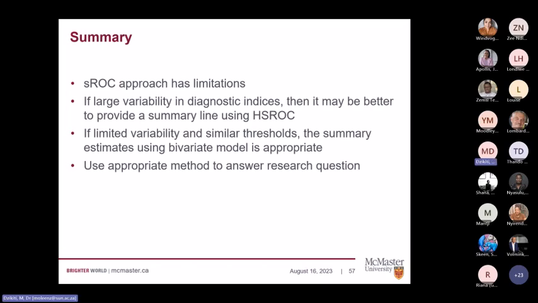The SROC approach has its limitations because it does not take into account between-study heterogeneity and the correlation between sensitivity and specificity. I think if there's large variability in diagnostic indices and thresholds, one may be better off using the hierarchical SROC approach to provide a graph of the sensitivities and specificities, as the heterogeneity and the threshold effects limit the interpretation of a pooled estimate of sensitivity and specificity. However, if there's limited variability and similar thresholds, which is sometimes very hard to justify, then one can use a bivariate model to estimate the pooled sensitivity and specificity. And the last thing is always choose the appropriate method to answer the research question.